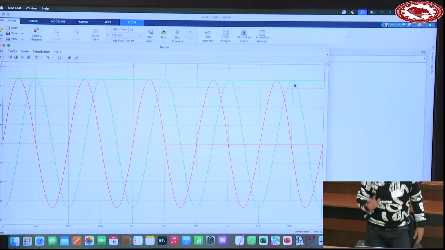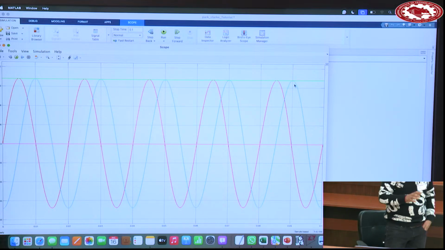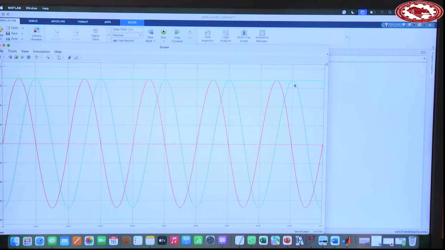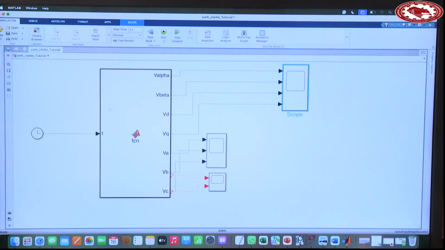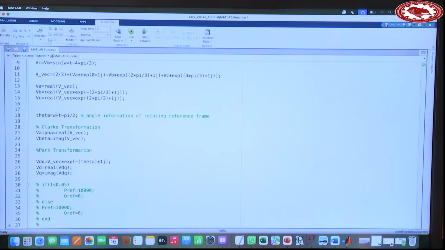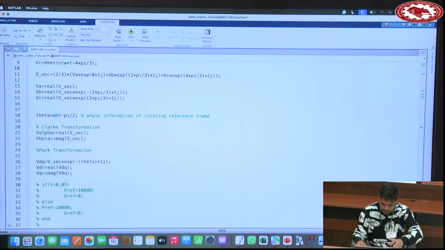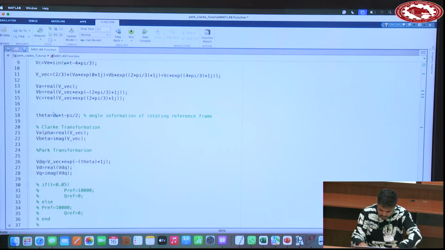The objective of this tutorial was to understand the basics of ABC to alpha beta, ABC to DQ. What is a synchronous reference frame? Even if I am not rotating this reference frame with the same speed, what will happen? I have taken theta as omega t, where omega is equal to the signal frequency. I am multiplying it by 0.5 times.